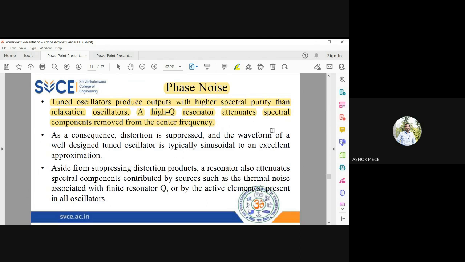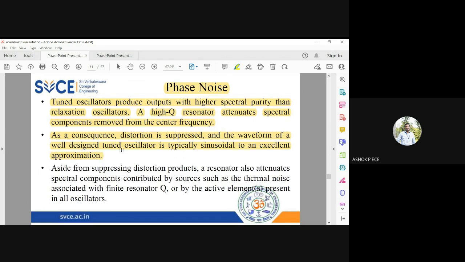So, phase noise is the noise occurring when the signal moves away from the center frequency. If the oscillator is going to produce a waveform at one particular frequency f naught, because of some factors inside the circuit, if the center frequency is moving away from f naught, that corresponds to noise. Okay, so as a consequence, that is going to be quantified as the phase noise. The signal is shifting away from the origin.